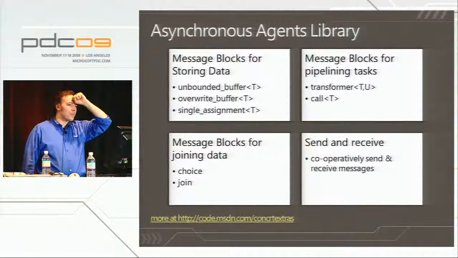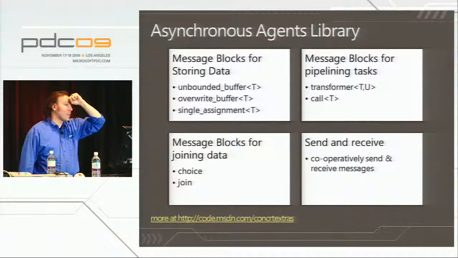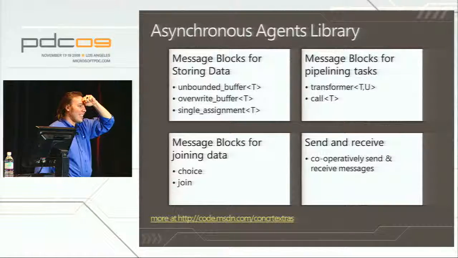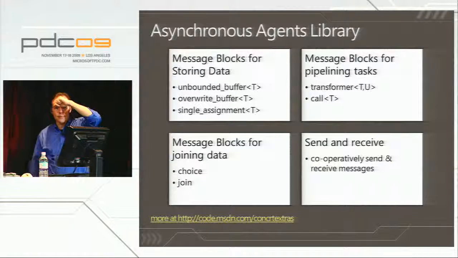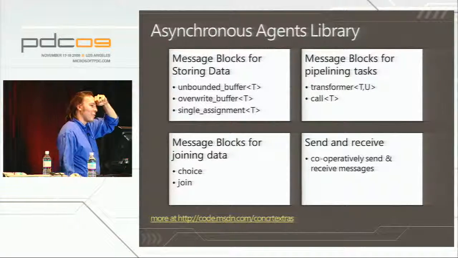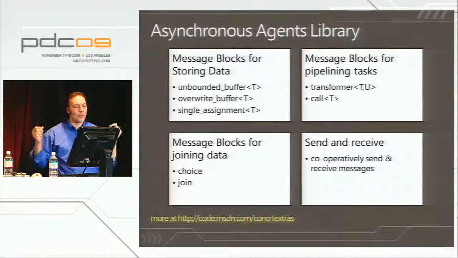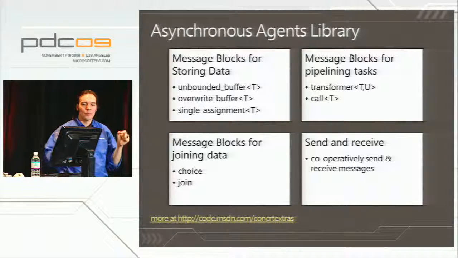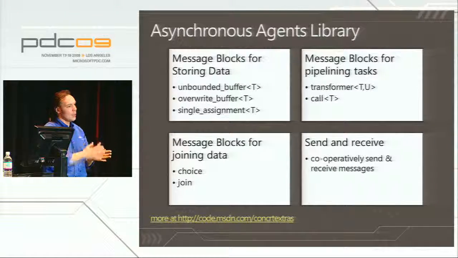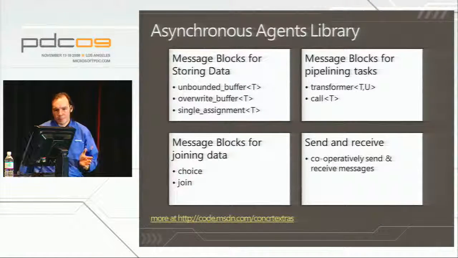So in summary, we have message blocks for storing data. So this is the unbounded buffer. It's kind of like a queue. It just keeps storing messages until you run out of memory, or you consume them. Preferably, you consume them. We have an overwrite buffer, which always stores a single message of type T, and we have a single assignment buffer, which you can assign to once, and will produce that message multiple times.